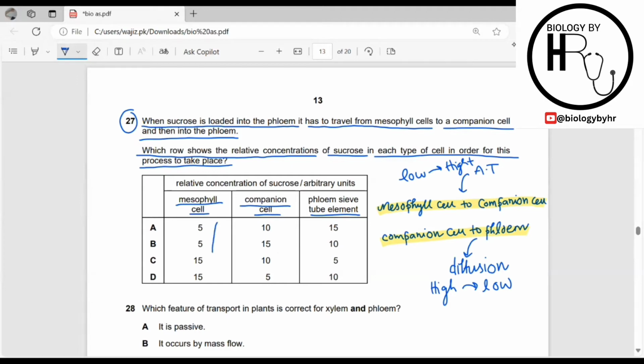So this is the case in option A and in option B. We will exclude option C and D because they are not fulfilling the active transport scenario. Then we know that from the companion cell to the phloem sieve tube element, diffusion takes place, and diffusion is from the higher concentration to the lower concentration. This is the higher concentration of the companion cell and this is the lower concentration in the sieve tube element. So hence the answer over here is option B.